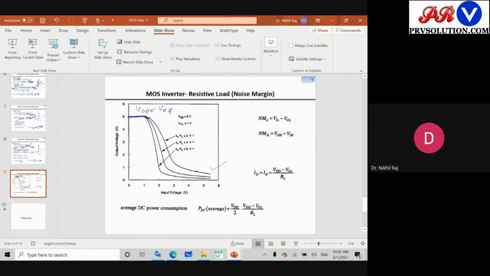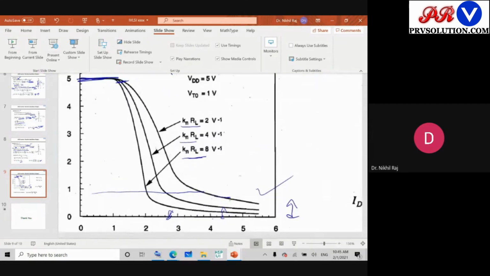If you see here, VOL is changing. From here you see a big drop, but here less, and here also less. So how are these drops changing? It changes depending upon the K and RL value. When the KnRL product is high, VOL moves towards the ideal inverter logic. However, when the KnRL product is less, it is moving away from the ideal value.